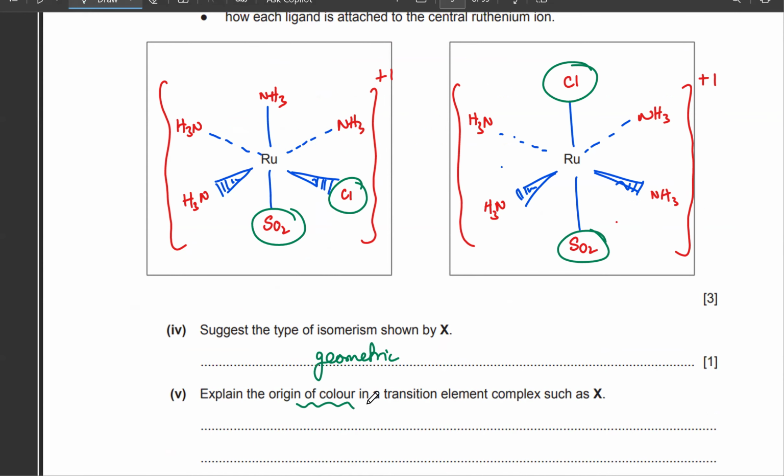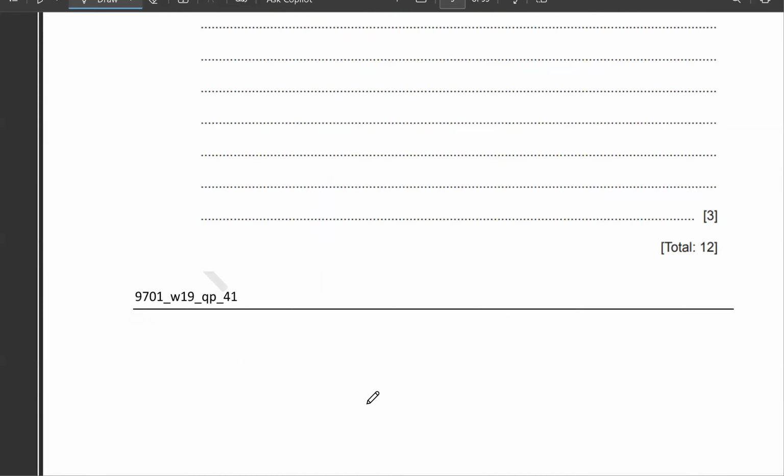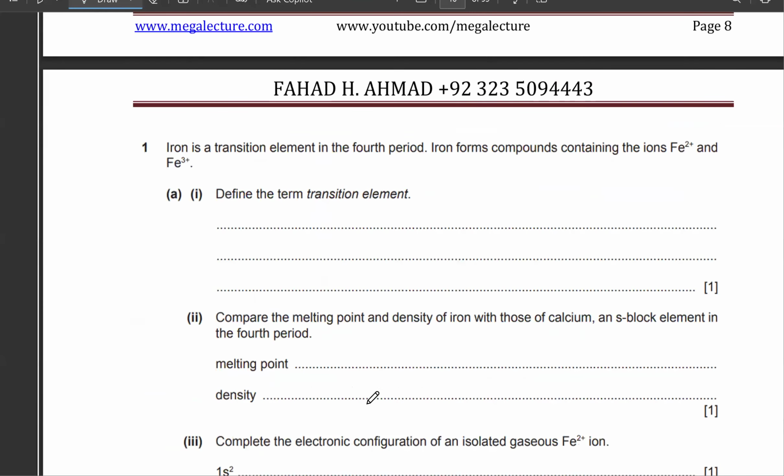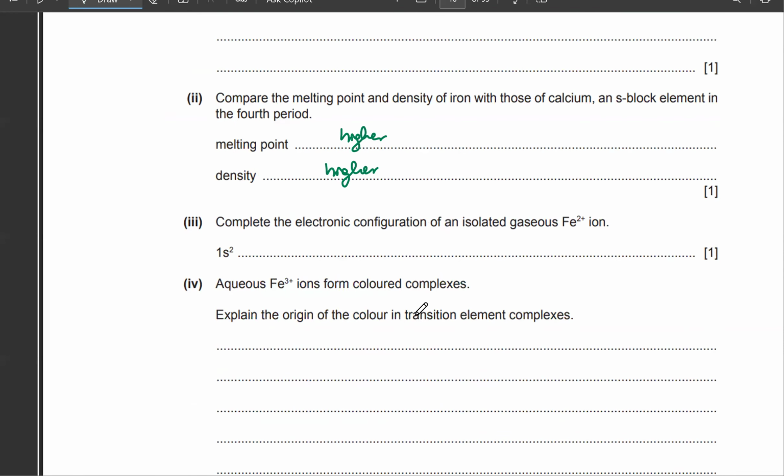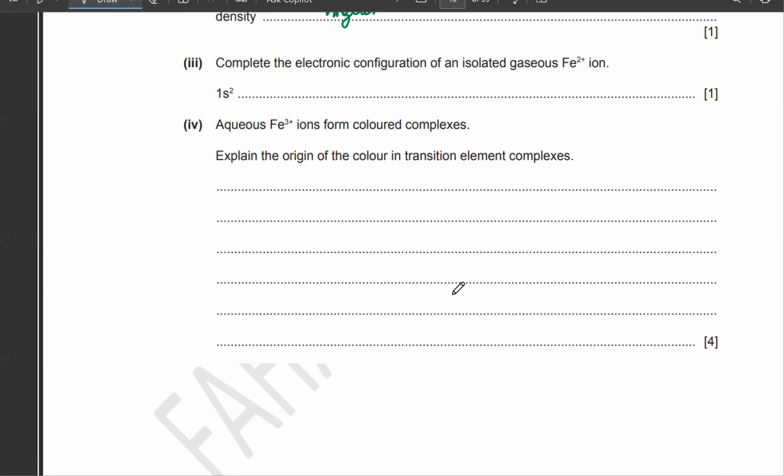You have to write exactly the same thing for 3 marks, which we've been doing. Next, define the term transition element. It's pretty much the same straightforward questions. It's an element that forms stable ions with incomplete d subshells. Compare the melting point and density of iron with calcium. It's a one-line answer, they're not even asking for the explanation. Both are going to be higher. Complete the electronic configuration of Fe2+. We can do that.